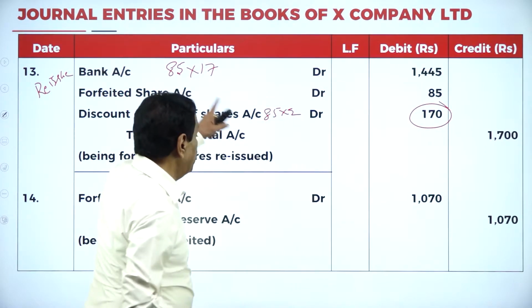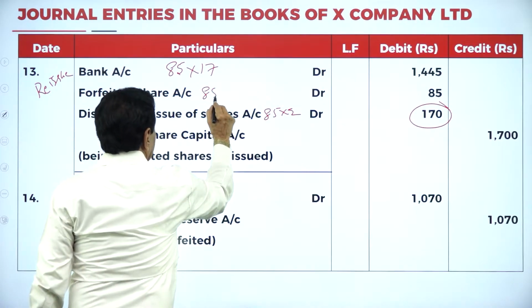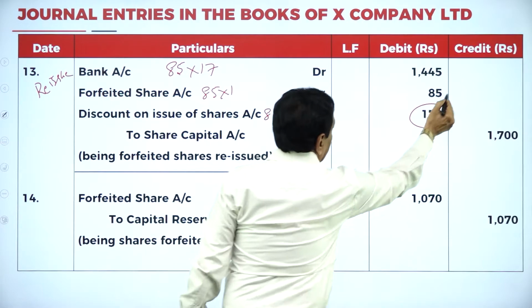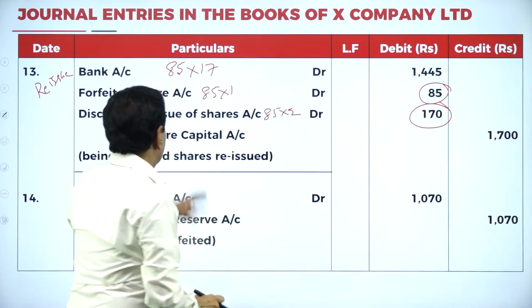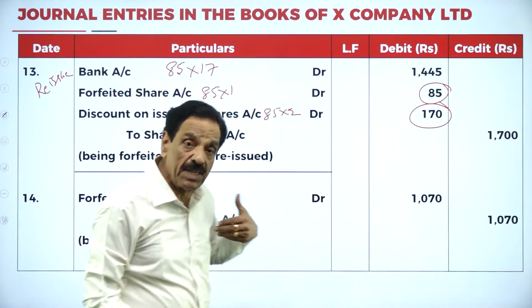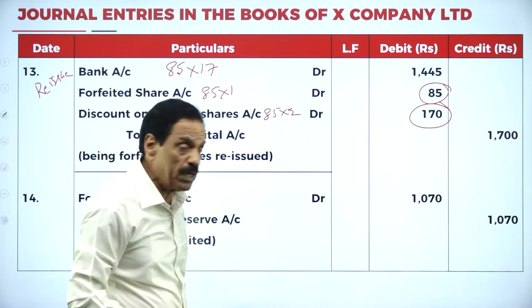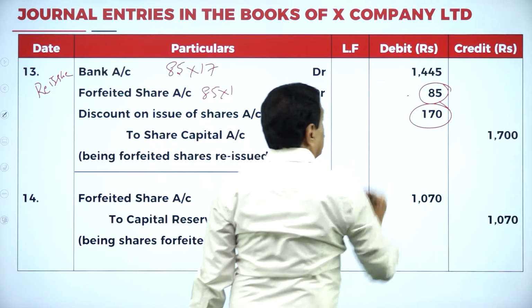So there is a difference. 17 plus 2, 19. What's the difference? 1 rupee. 85 into 1, this is a loss, 85. So he issued at what rate? 17. 1,445 we received. Then forfeited discount is how much? 2 rupees, 170. How much could you not receive?